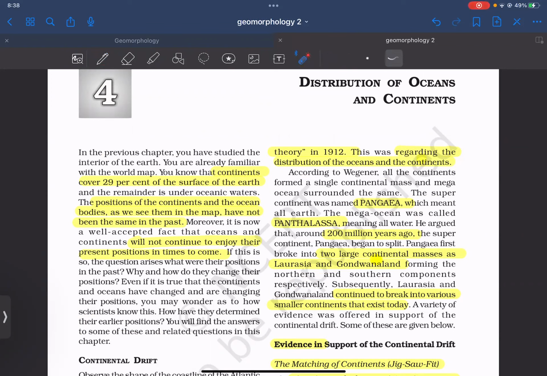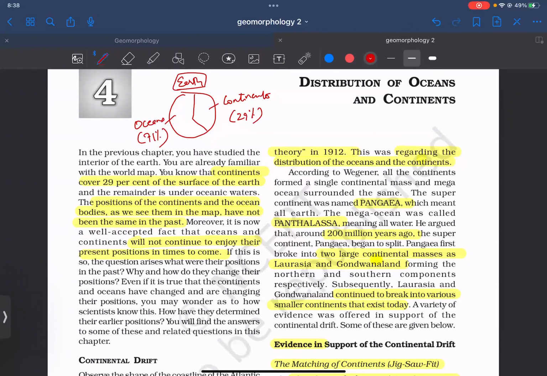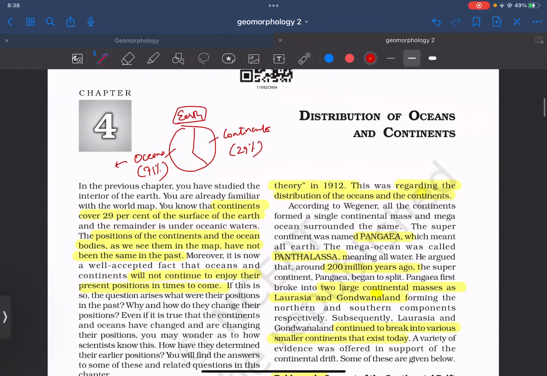We know continents and oceans: this is how Earth is divided. The continents' share is 29% and the ocean share is 71%. Keep this in mind. So 71% of Earth is ocean, and that is why it is known as the blue planet. Continents cover 29% of the surface of the Earth, and the remainder is under oceanic waters.